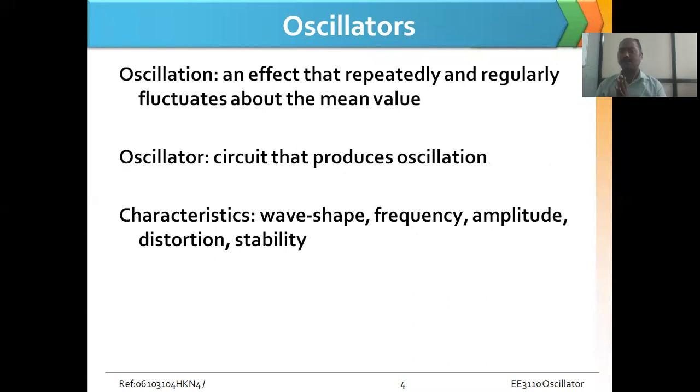Then we have discussed the frequency. There are basically two types of oscillator by frequency: one is the RC oscillator, and the other is the LC oscillator. If the required frequency for your application is low, we have to use the RC oscillator.